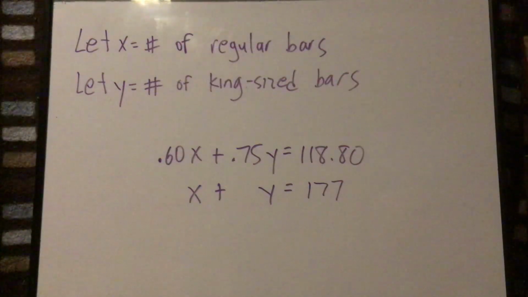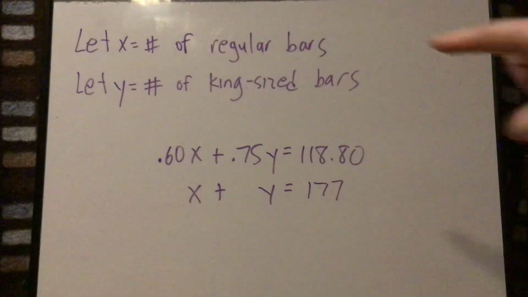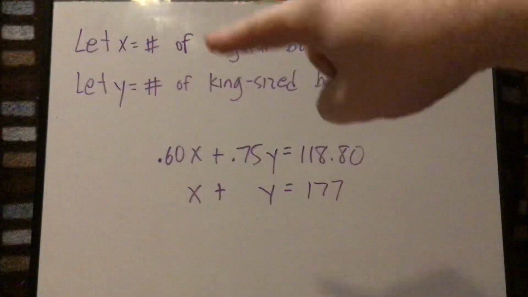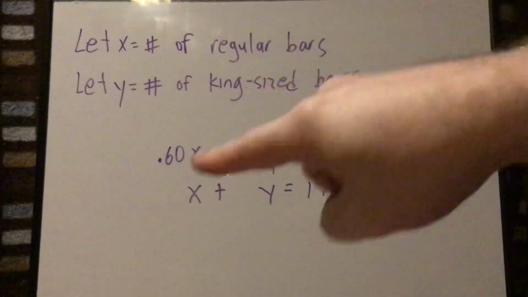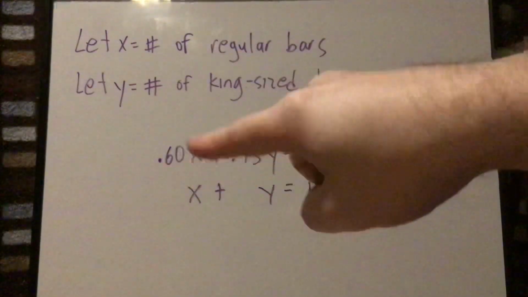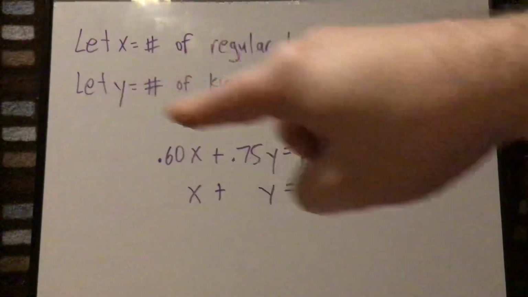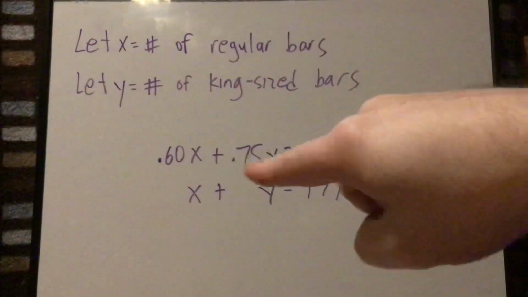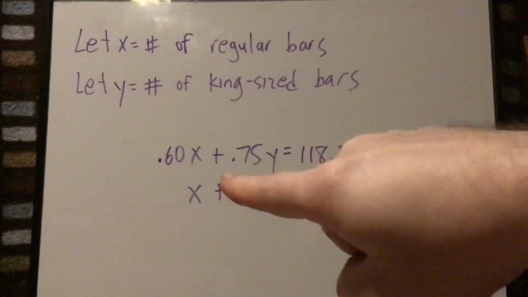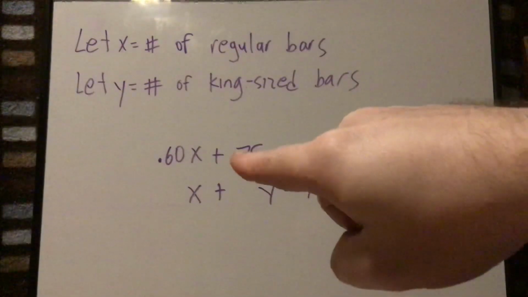The second equation, and usually when you do these, the second or even third equation, is an equation that has what I call weights on it. It basically scales the value. So what I mean by weights is, as far as cost goes, the regular chocolate bars are only 60 cents, or 0.6 of a dollar. The king size chocolate bars are more expensive. They weigh more, or they have more cost to them. So they're 75 cents, or 0.75.